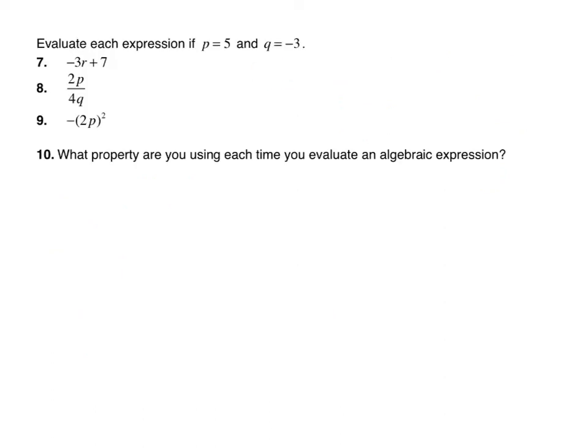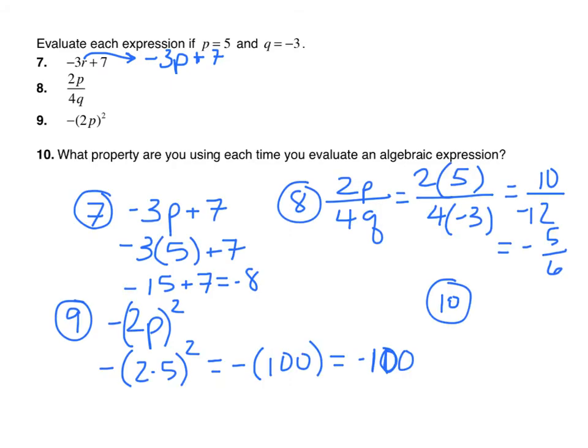Okay, for this section, we have to make a correction, and I will make it on your sheets, but I haven't made it yet in the video. We're going to make it 3p plus 7. All right, so now we'll go ahead and give these a try. And here we go. So we've got negative 3p plus 7, plug in the 5 for p, multiply negative 15 plus 7, negative 8. 2p over 4q.